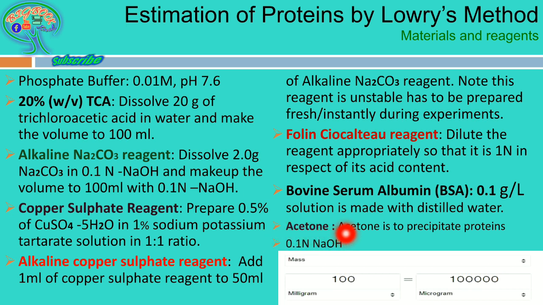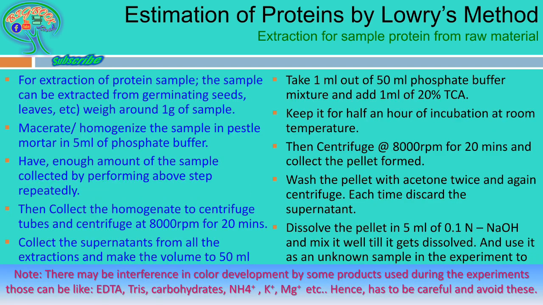Acetone is required to precipitate proteins. 0.1 normal NaOH is also required. These two components will also be discussed along with the other components. Before going to the further procedure, we will have a small talk on this slide, where we are going to discuss the extraction of sample protein from raw materials.